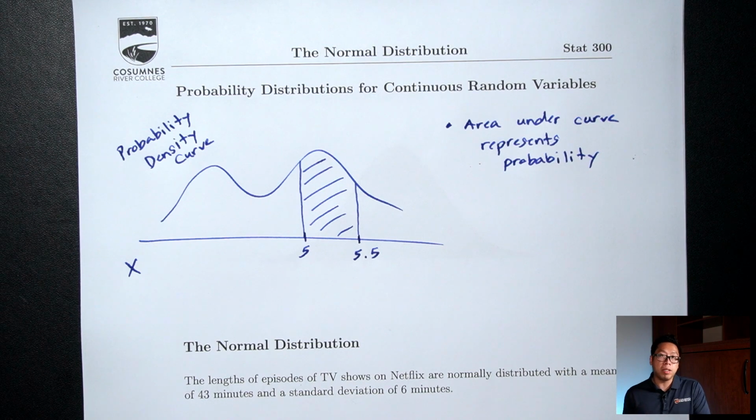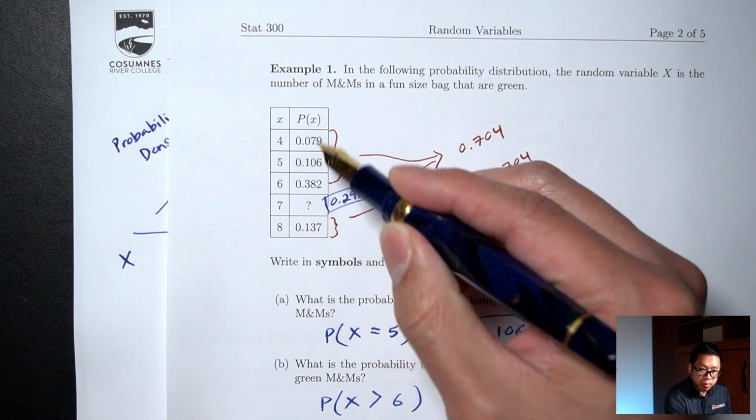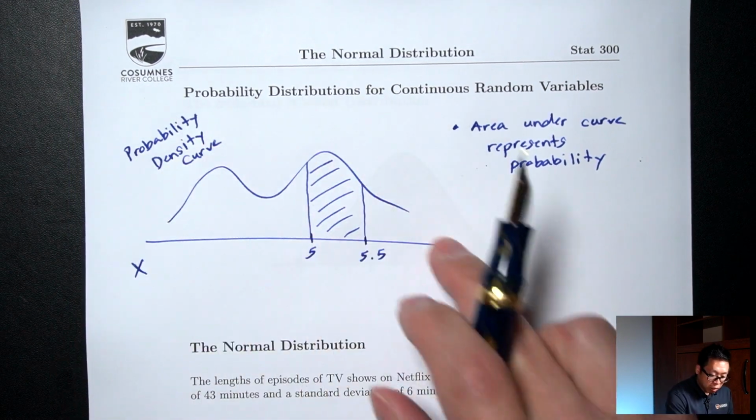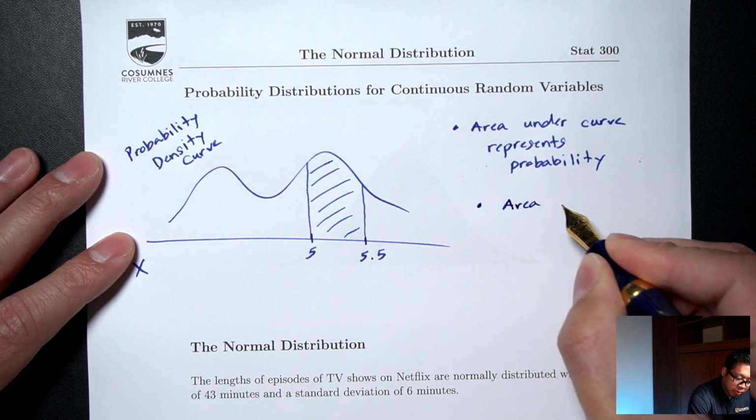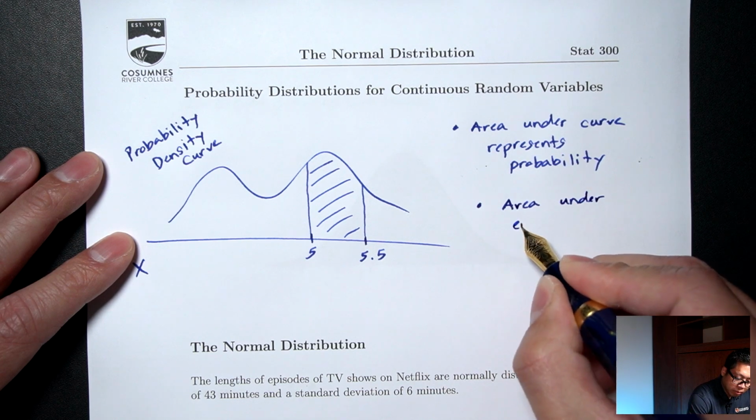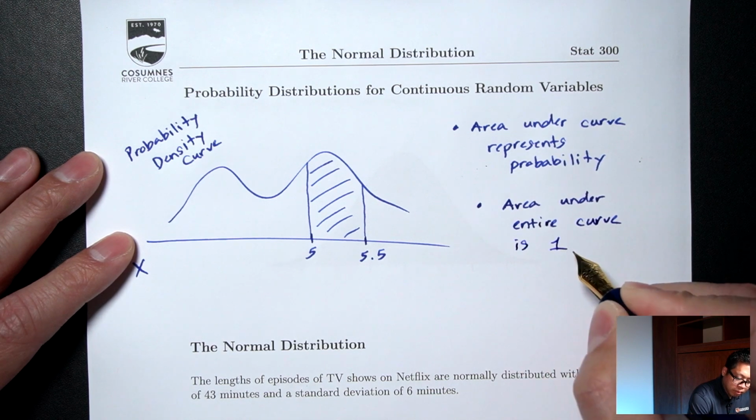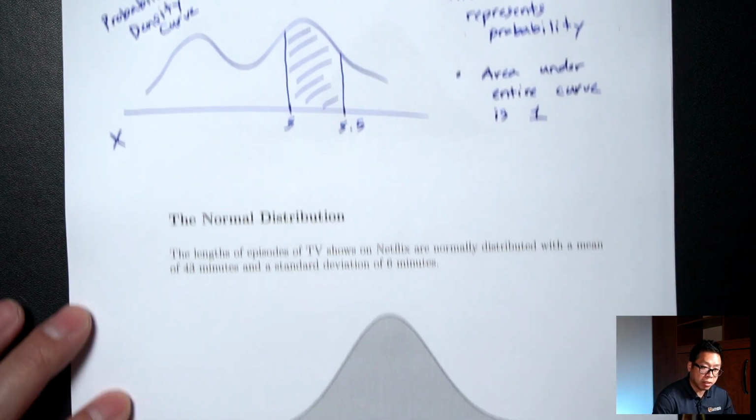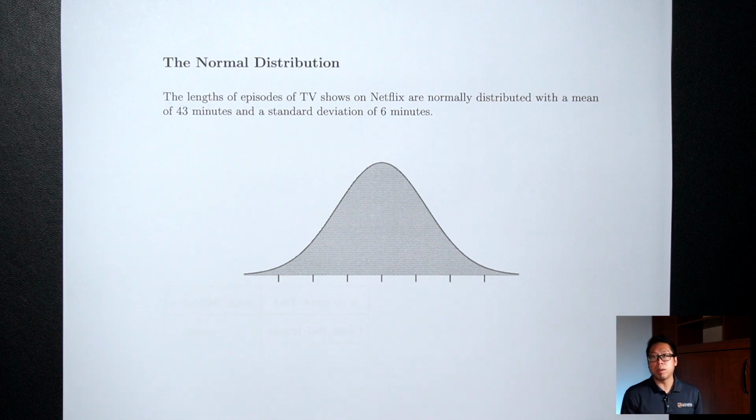Now when we talked about discrete random variables, I said that if you added up all the probabilities, you should always get 1. Similar thing here. If you looked at the area under the entire curve, you should get 1. Now for us, the main curve that we'll be talking about is a curve that looks like this. And this is a curve that we've seen before. We saw this curve when we talked about the empirical rule. So let's do a little recap of the empirical rule.